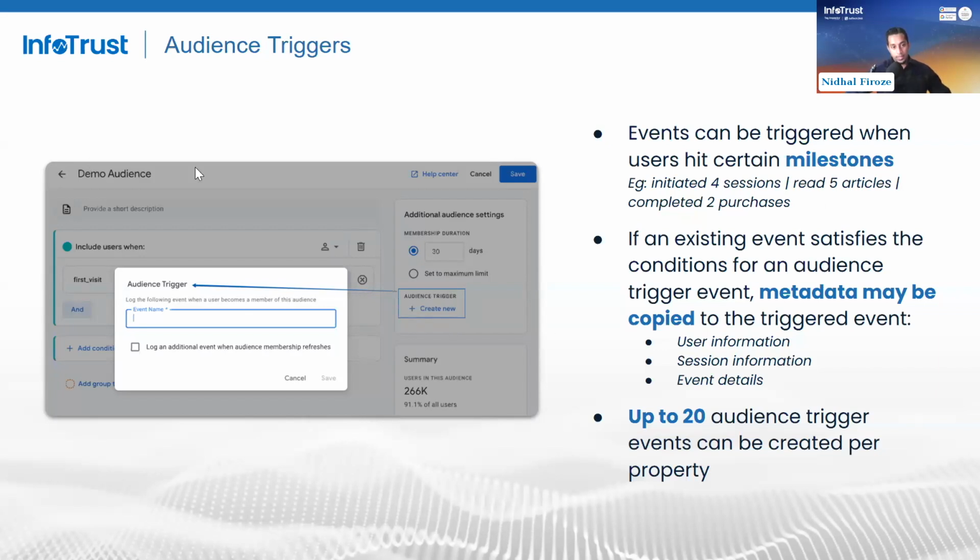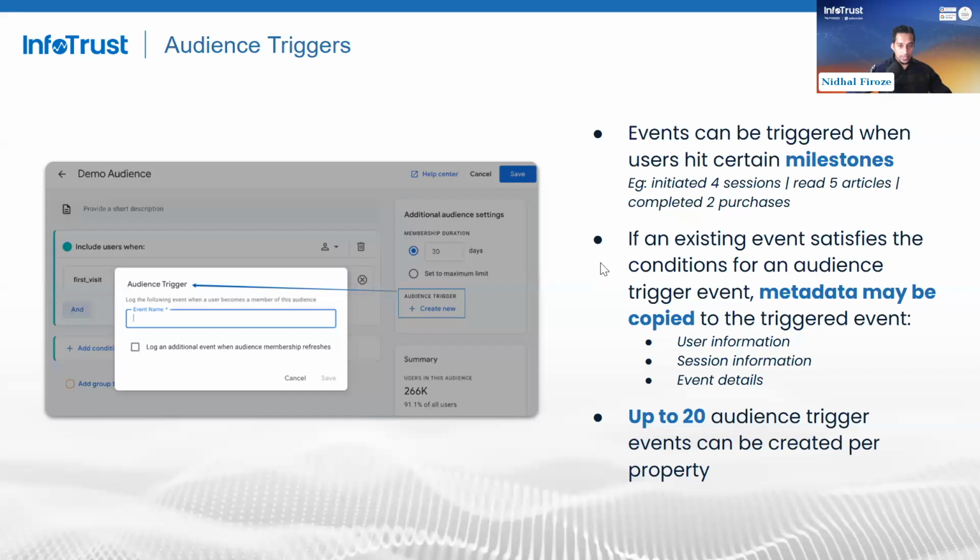So when you create the audiences in the audience creation or the audience builder interface, you have the option to check this box and create a new event off of it, which will help you better with your reporting use cases as well. Some interesting things to note about audience triggers.